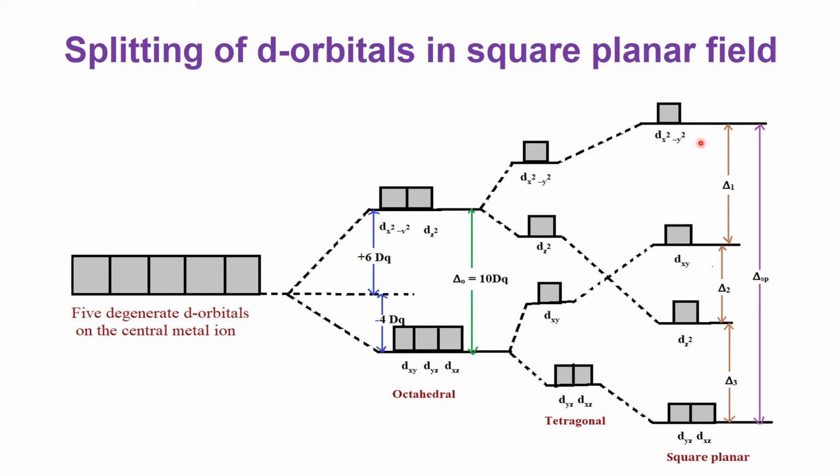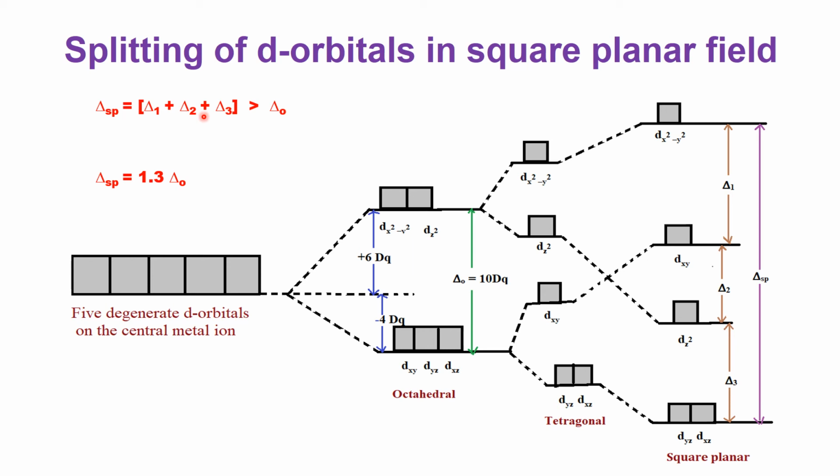So delta SP is equal to the sum of three delta values, that is delta 1 plus delta 2 plus delta 3. Delta 1 is the energy difference between the dxy and the dx square y square orbital, delta 2 is the energy difference between the dz square and dxy orbitals, and delta 3 represents the energy difference between the dxz, dyz and the dz square orbitals. So in a square planar complex, delta SP is the sum of delta 1 plus delta 2 plus delta 3.